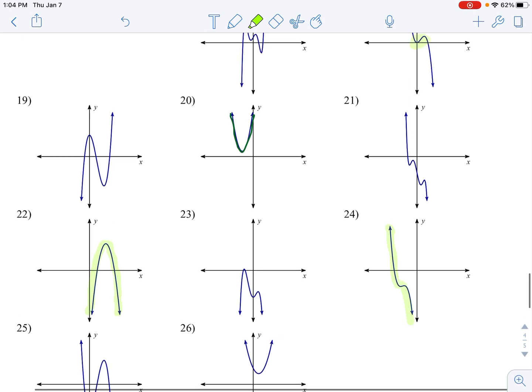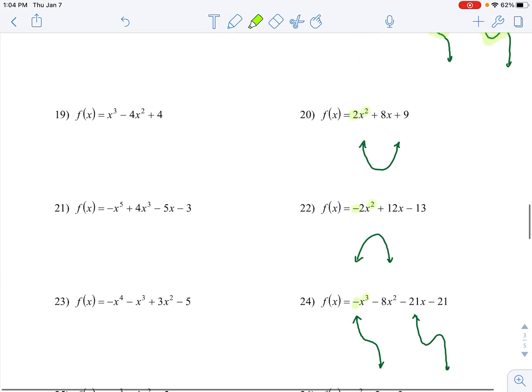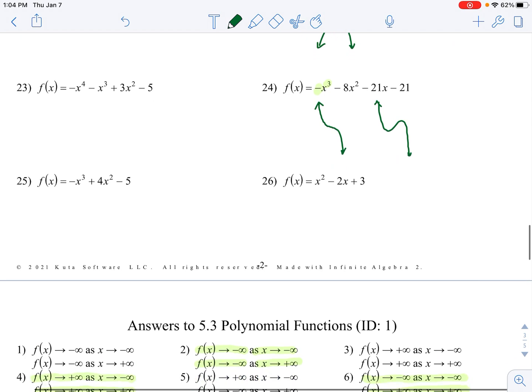And just for kicks, look at number 21. I mean, that's crazy. But when you do number 21, you're going to see negative and odd. You don't necessarily have to have that exact shape. Okay, I don't know why I just got distracted and talked about that.